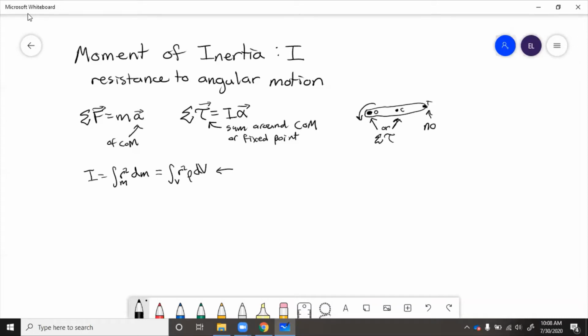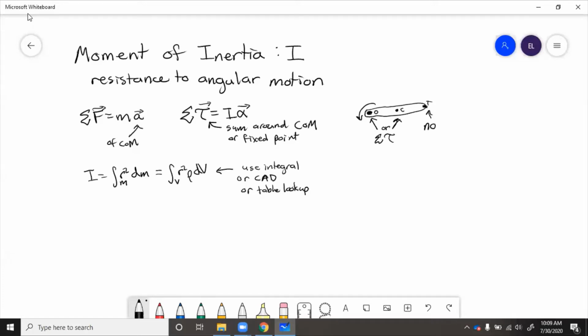So you can calculate this either using an integral, or you can use CAD. Like if you have made something in CAD, a lot of times if you define the material, then it'll be able to calculate the moment of inertia for you. Or for simple shapes, you can look it up in a table. There's a table in the back of the book that has the mass moments of inertia.